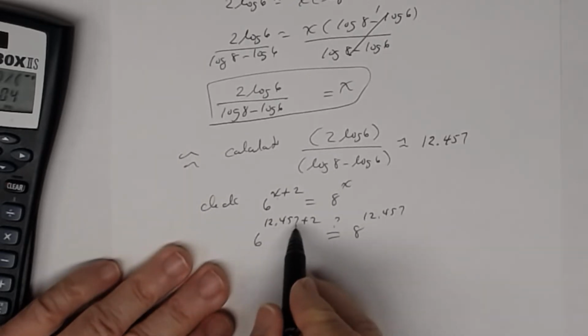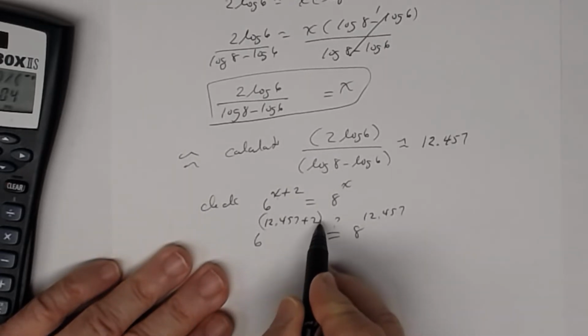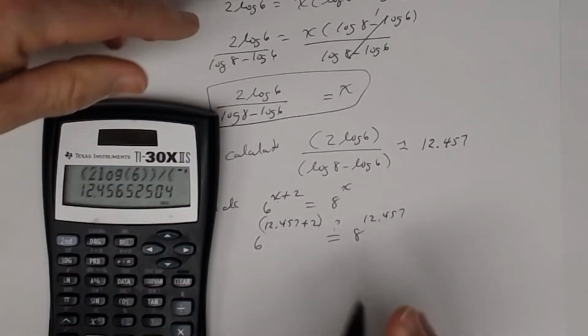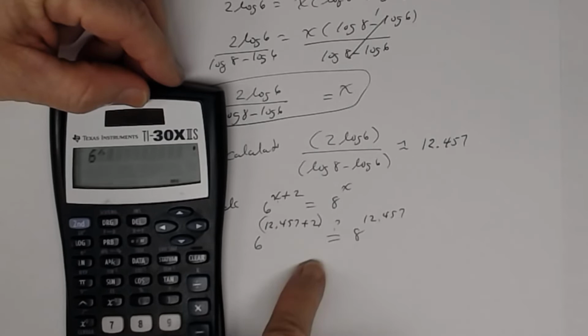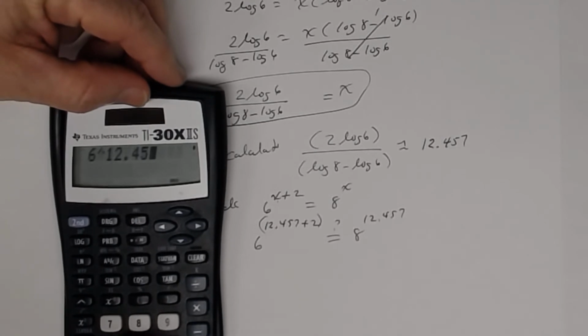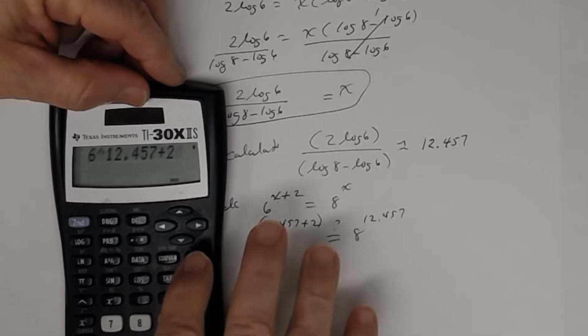All right, now remember, these are two terms. You've got to put that in parentheses when using a calculator. So we have 6 raised to the 12.457 plus 2, close, equal, oops, I got a syntax error, so let's do this again.